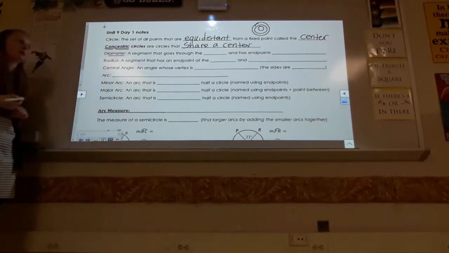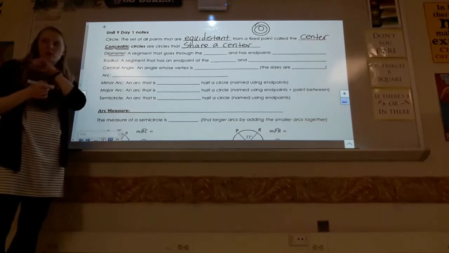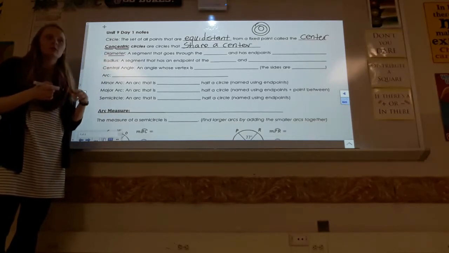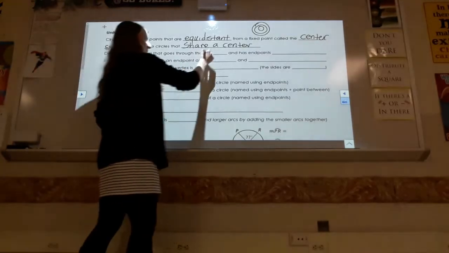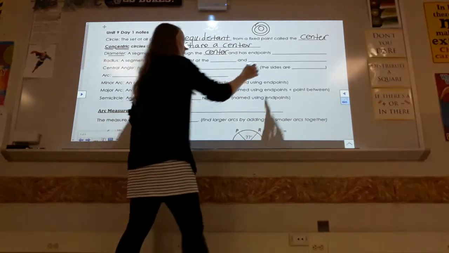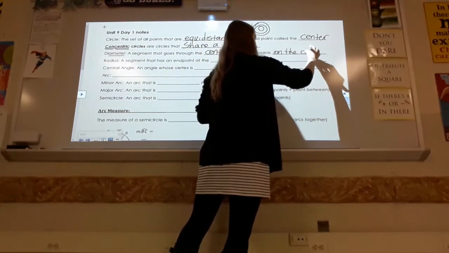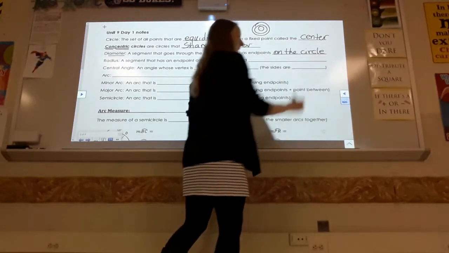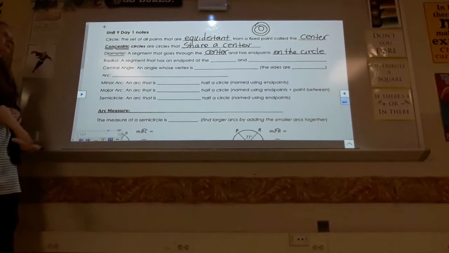Alright, now let's get into words I'm sure you know. When you draw a diameter, what does it have to go through? Can you just draw a random line? What does it have to go through? The center. So you have to go through the center and have endpoints on the circle. You have been drawing and identifying diameters, but you probably never defined it before. So that's the definition of a diameter.